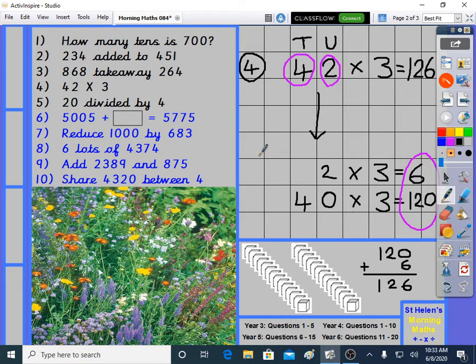Don't worry if you don't understand that the first time I've shown you it. You can just copy what I did. And we'll do it more every day, and in the end you'll get the hang of it. So that's one way, just one way you can do 42 times 3. I'll show you other ways in the future, but the answer is 126. Let's move on to question 5.